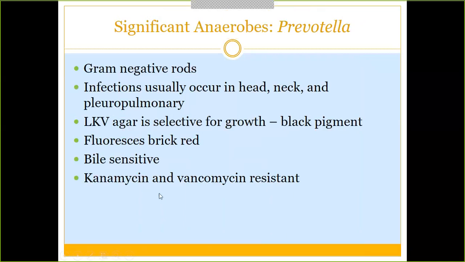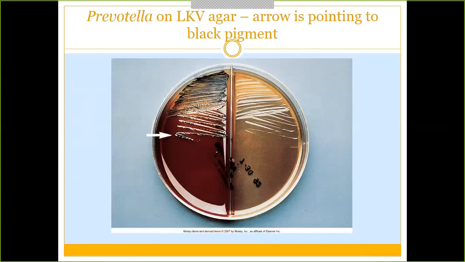Prevotella, another gram-neg rod. Again, infections occur in the head, neck, pleuropulmonary. It will fluoresce brick red. It does like bile, so sometimes it'll be bile sensitive, and then it can grow on LKV agar as well with the black pigment. Kanamycin and vancomycin resistant when we use those antibiotic discs. And there it's showing the LKV black pigment on the agar.